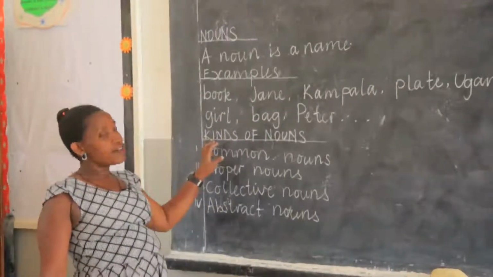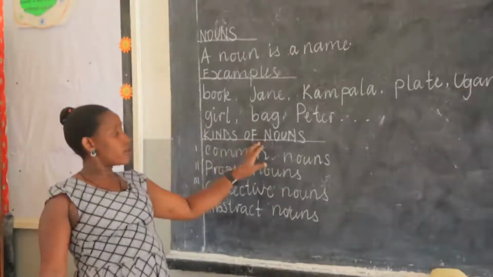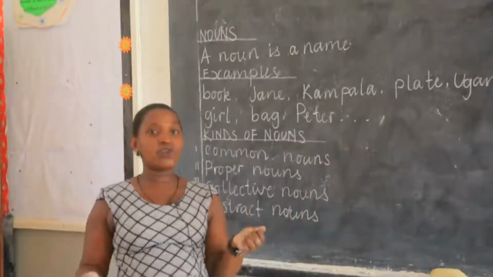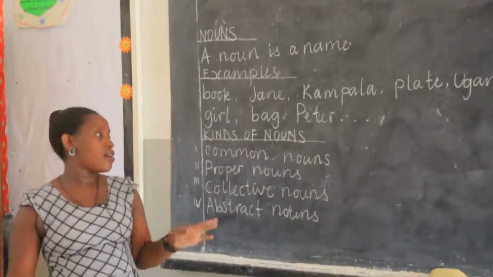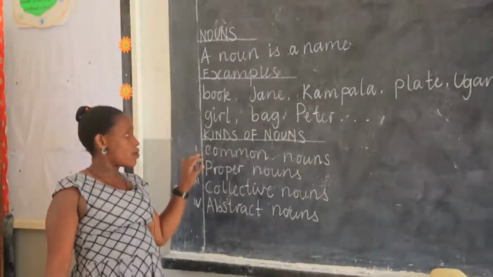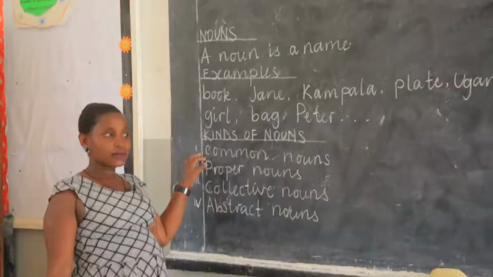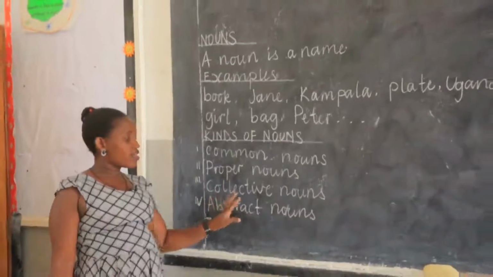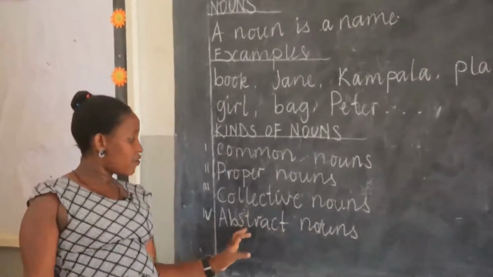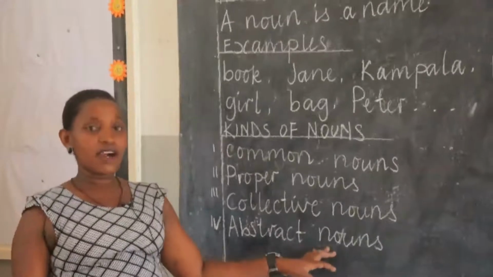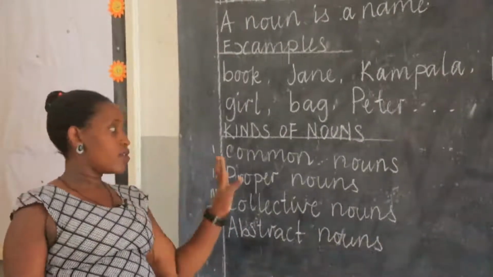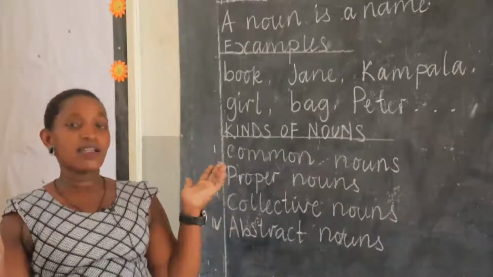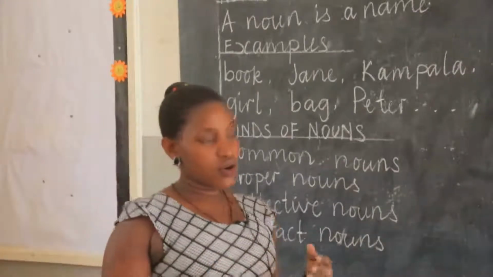And we say we have kinds of nouns. These nouns are now given and now categorized into different kinds. We have 4 of them. 1, we have the common nouns. 2, we have the proper nouns. 3, we have the collective nouns. And then 4, we have the abstract nouns. There are 4 categories of nouns. So we are going to be handling one by one, and we categorize those nouns that fall under each category.